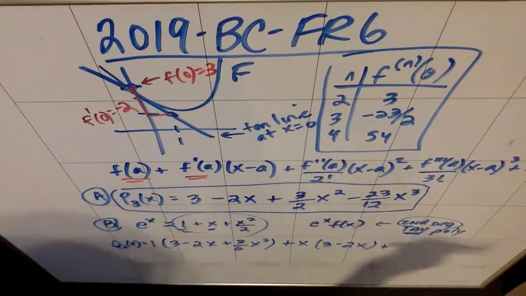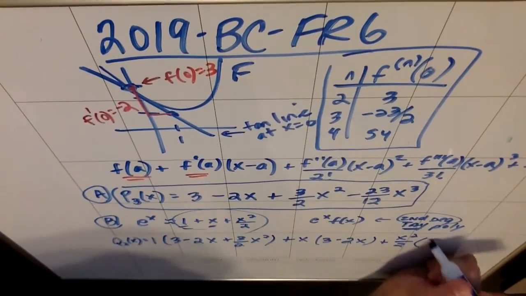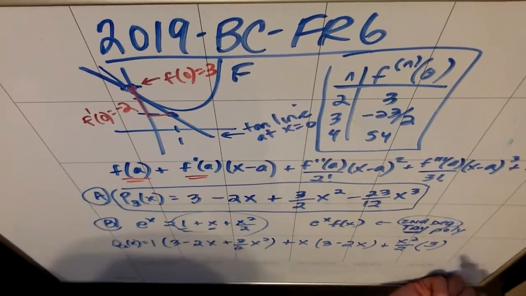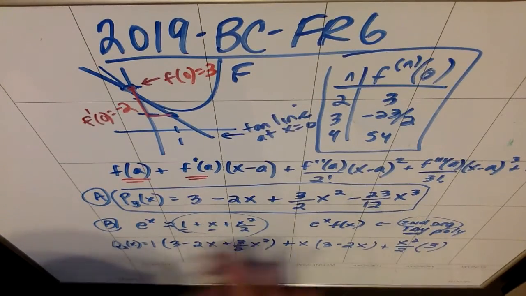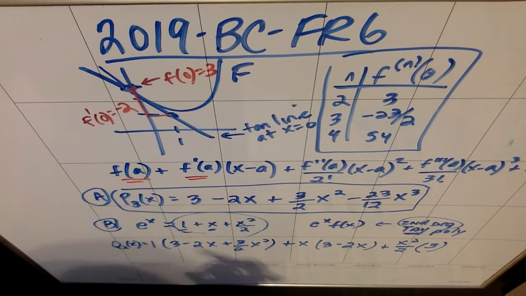And then I take the last term of e to the x, which is x squared over 2, and I realize that the only thing I can multiply this by is the 3, because if I multiplied it by the negative 2x, I'd get an x cubed again. So the highest degree I get for any of these is an x squared, which is what I want for a second degree Taylor polynomial, hence q sub 2.